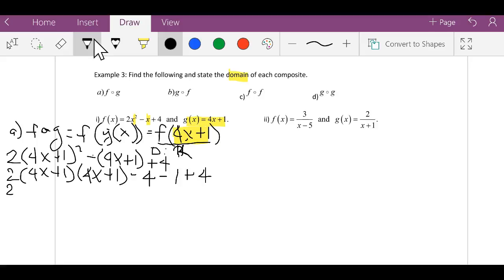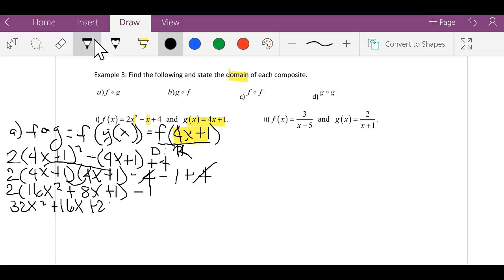Then from here, I'm going to distribute the (4x plus 1) twice first. So that's 16x squared. And in the middle, you have 4x times 1, and then 4x times 1 again. So that's positive 8x. And then 1 times 1, the two end numbers, so it'll be positive 1. A minus 4x and a positive 4x would cancel, and now I have a negative 1 back here. I'm going to distribute my 2, so this is 32x squared plus 16x plus 2 minus 1.